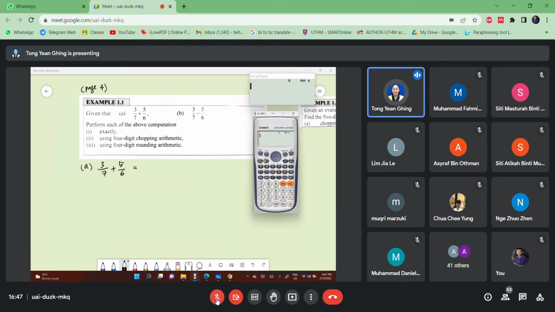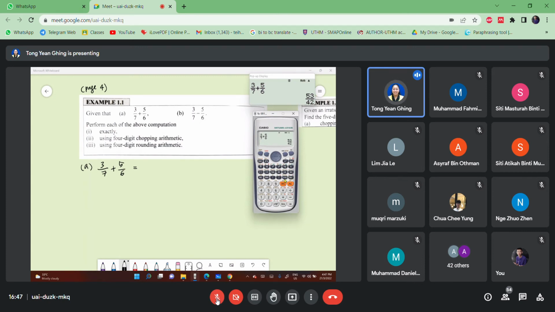Okay. So saya akan key in kan 3/7 plus with 5/6. Okay, so equal to, so we'll get, kita dapat dalam pecahan. So memang pecahan itulah kita salin.